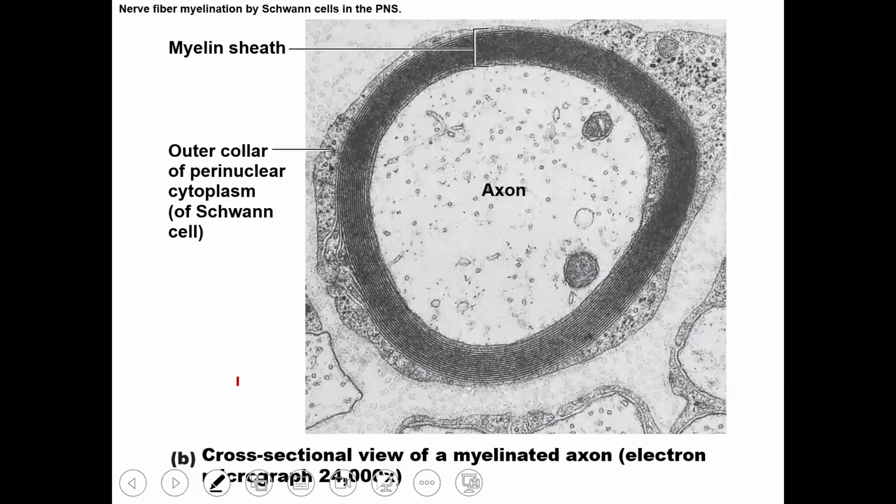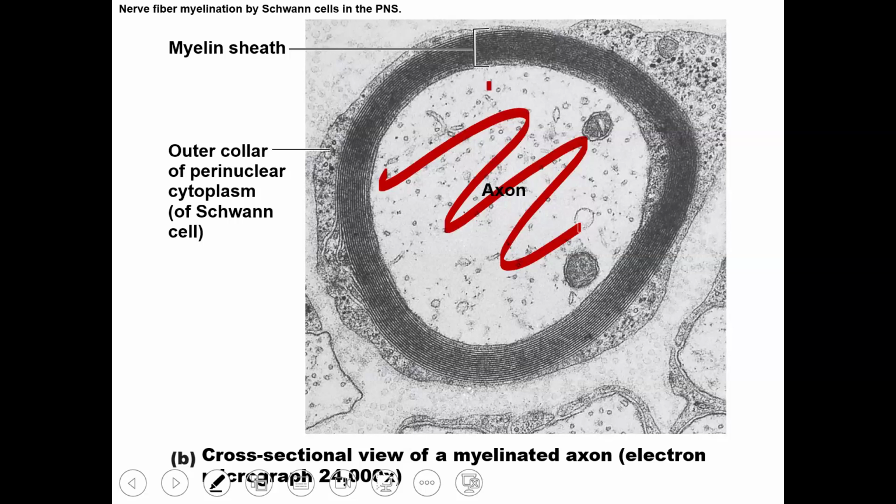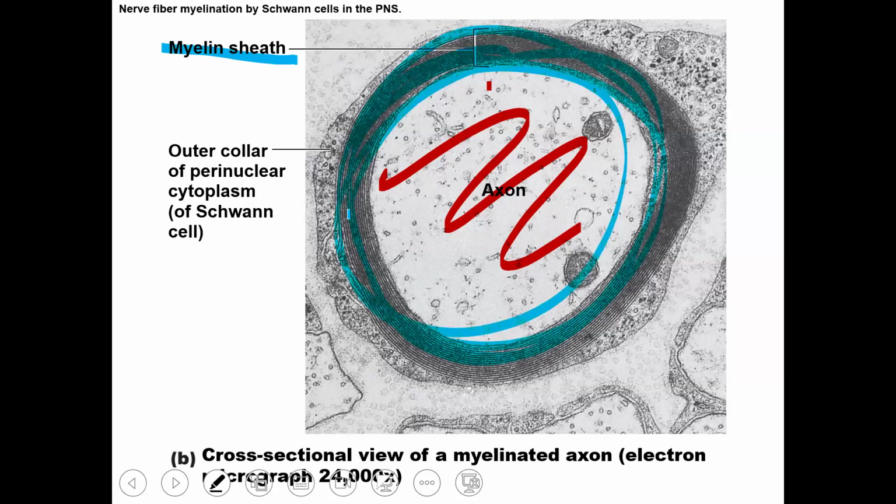And then here's a real picture of it. So kind of neat looking. In the centerpiece here is that axon. And then you can see here on the outer area, these concentric rings of that myelin sheath.